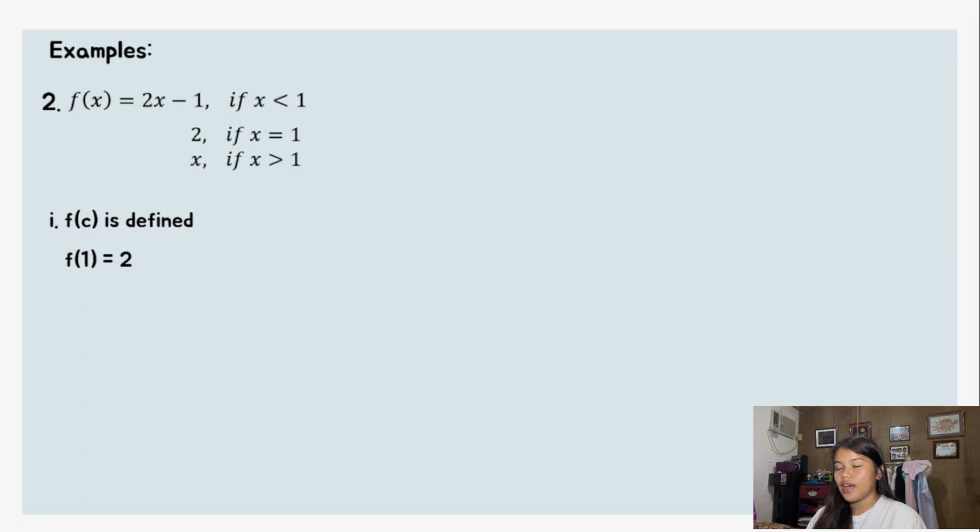Since we already defined the f of c, let us proceed to step 2, which is the limit f of x exists. So we have here the two types of limit. Let us proceed first with the left. As you can see, our x approaches 1 negative, so we will find here the less than. In here, we have x is less than 1, so this is going to be its function, 2x minus 1. So it will become limit 2x minus 1 as x approaches 1 negative.